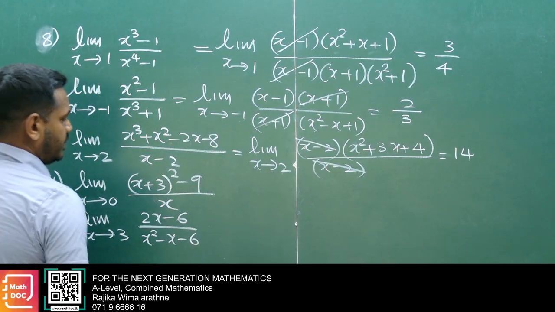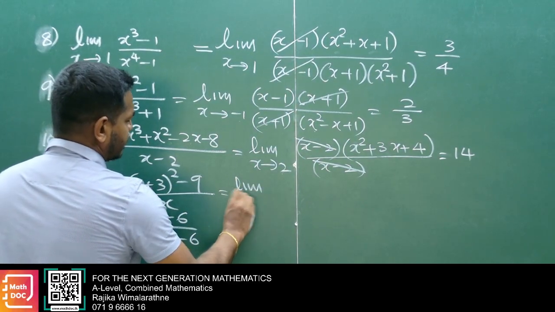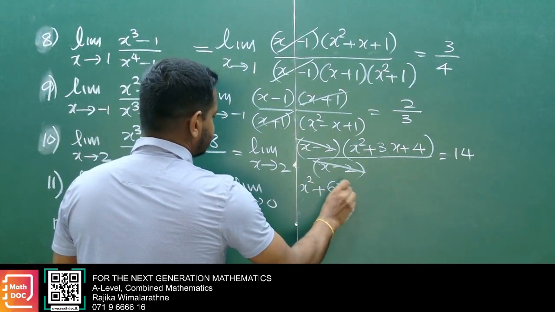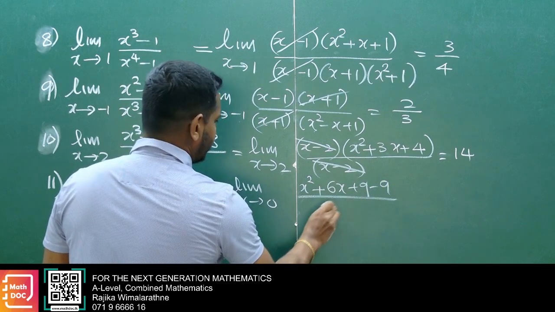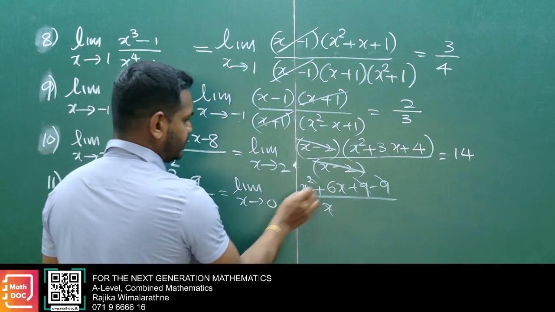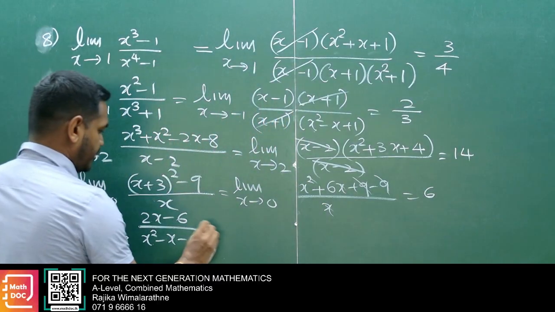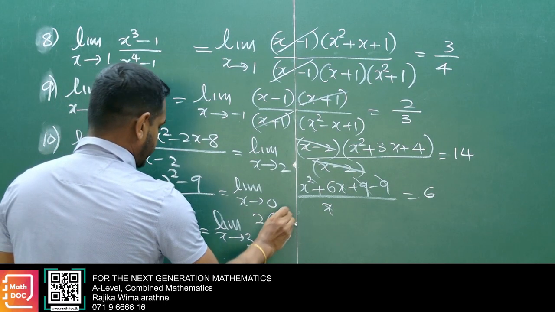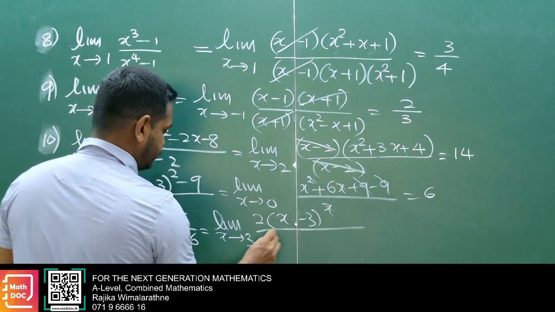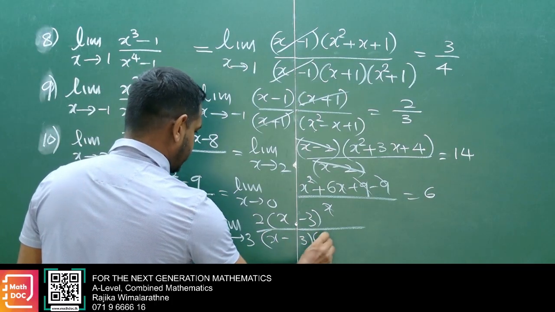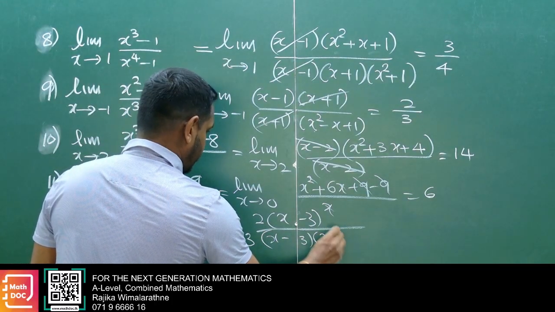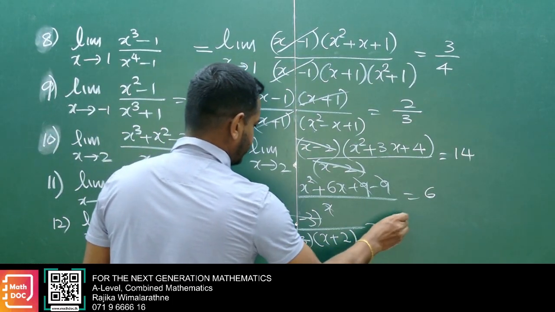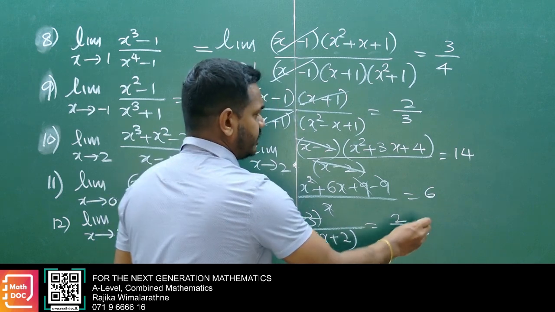Then limit x goes to 0. Here x square plus 6x plus 9 minus 9 over x. Then cancel common x, substitute 0, answer 6. Limit x goes to 3, x minus 3, x minus 3, x plus 2, x square minus x minus 6. Cancel, substitute 3, 2 over 5. Okay, check them.